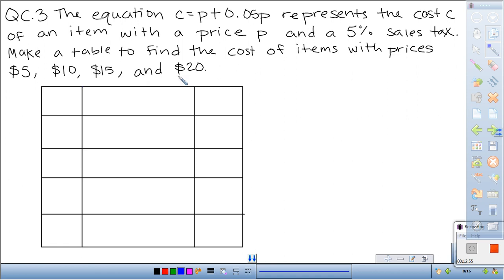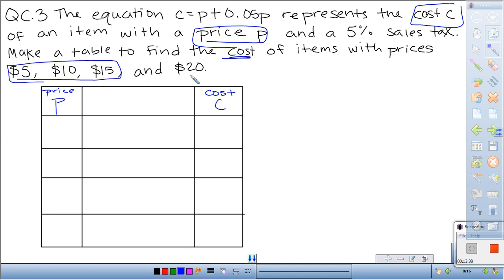Okay, this sounds pretty complicated, but really they've given us everything we need. First of all, they want us to find cost. Cost is what we're finding, and we're using C for cost. So if it's what I'm finding, I'm going to put it over here all the way in the third column because I know I'm going to have to do some work to get over here. They've given us our price P. We know exactly what our price is, so that's going to go over here. The price P is all these numbers here, 5, 10, 15, and 20. So I already know what these are, $5, $10, $15, and $20.